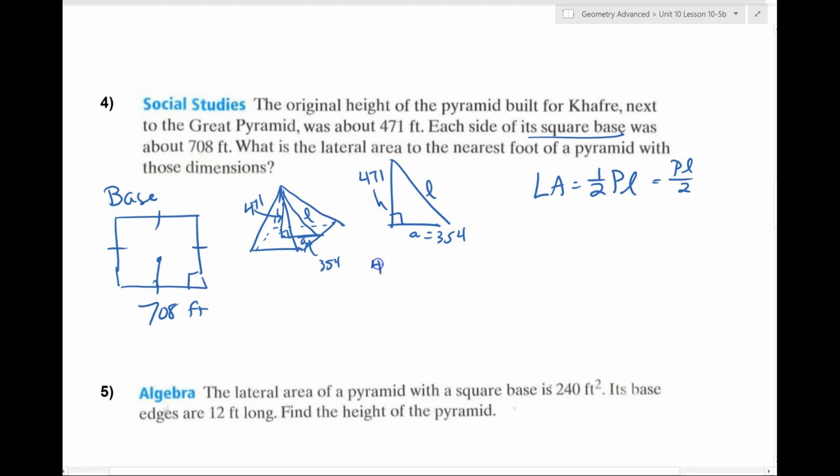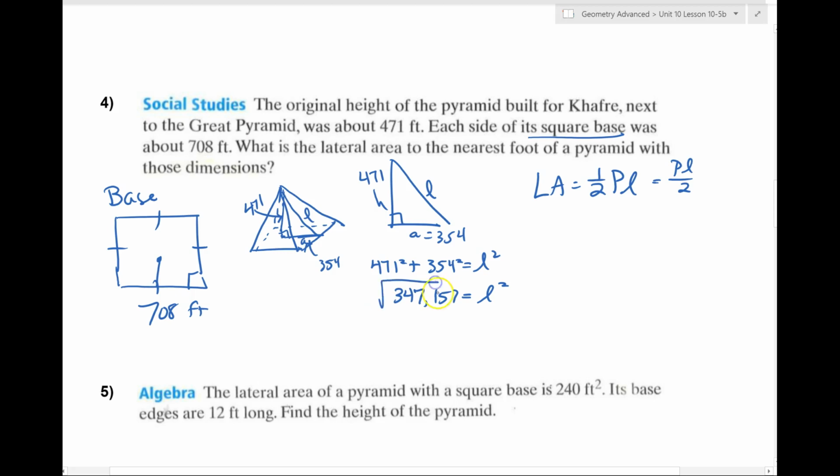So we're going to go leg squared plus leg squared equals the slant height squared. Now guys, is this going to be huge? And the answer is yes. So what do we get here? 471 squared plus 354 squared equals, get this, 347,157, and then equals our slant height squared.